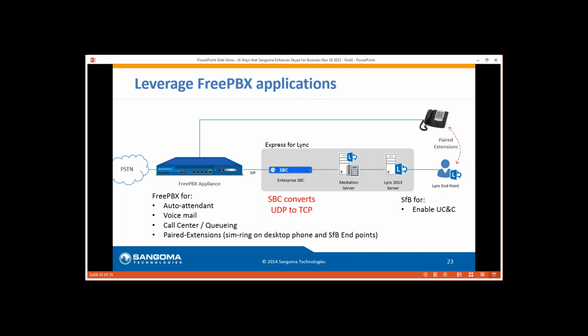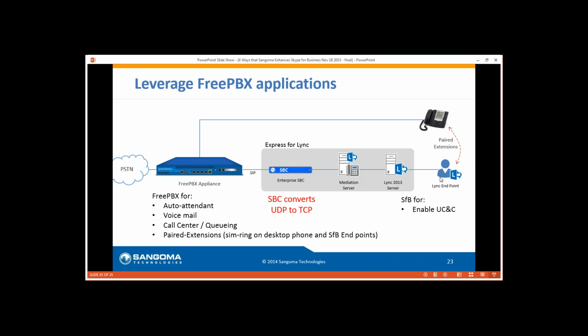And what the FreePBX appliance can do is provide all these features of auto-attendant, individual voicemail, even the call center, like simple ACD queuing type. And also what's nice is you can set up your dial plan so you can pair your desktop phone that I'm showing here, like a SIP phone, and pair your Link client, okay?